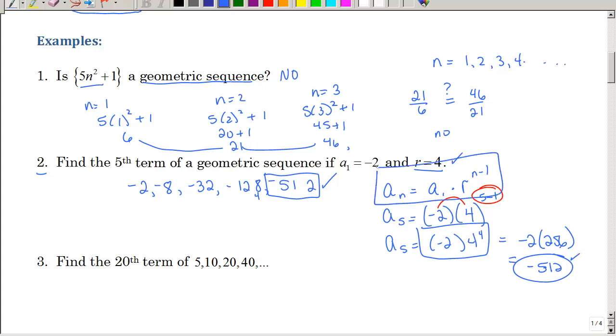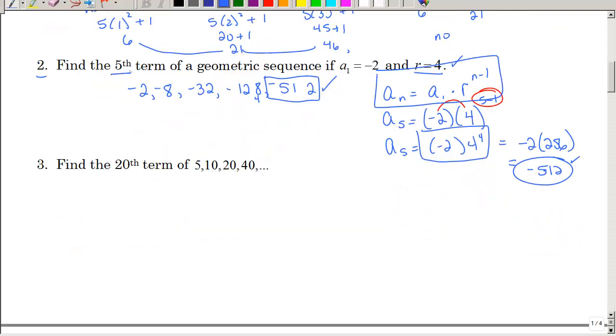Again, try to use the formulas. That's the whole purpose of these exercises, to get used to these formulas so we can apply them later. So for number 3, we want the 20th term. I don't think I want to write it out. If I look at my formula, I need the first term and I need my common ratio. So I need to find R.